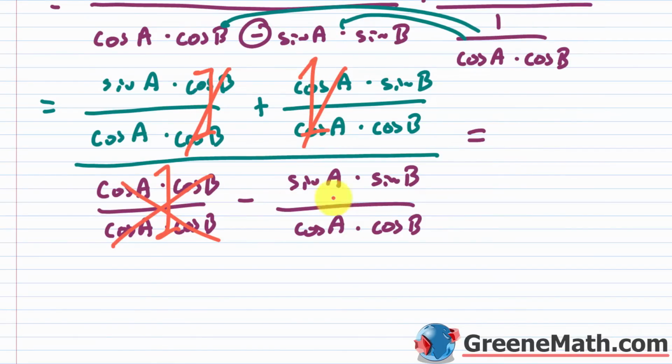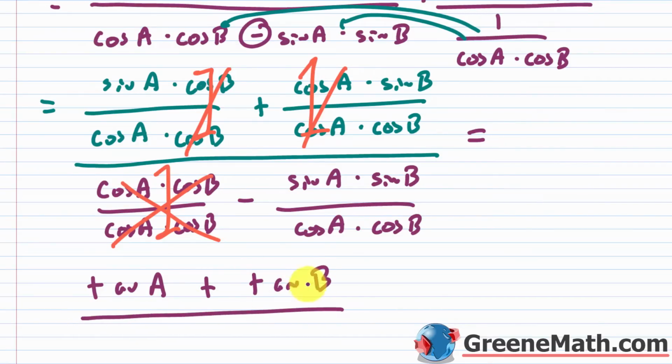And then here, nothing's going to really cancel. Now, if I look at what's left, I have sine of A over cosine of A. Remember, that's the tangent of A. So I can say that this is the tangent of A, and then plus the sine of B over the cosine of B is just the tangent of B.